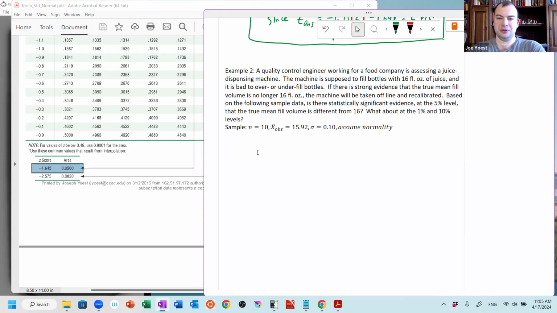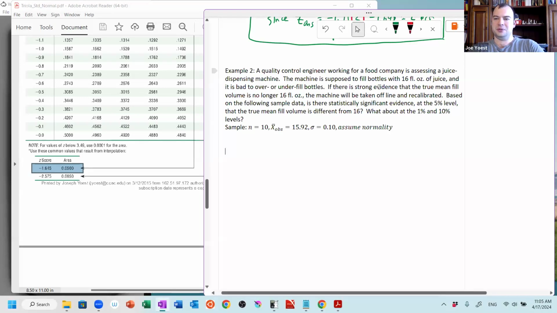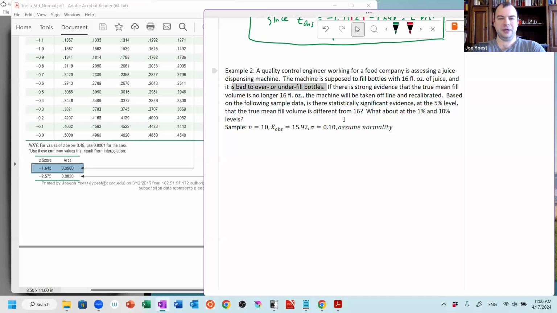Okay, so in example 2, we have a scenario that I've kind of mentioned before. We have a quality control engineer working for a food company. They're assessing a juice dispensing machine. The machine is supposed to fill bottles with 16 fluid ounces of juice. And importantly, it's bad to overfill or underfill the bottles. Right? If we overfill the bottles, we're probably making a mess, or even if we're not making a mess, we're giving away free product. If we underfill the bottles, well, we're cheating our customers, right? We're giving them on average less than they should be getting.